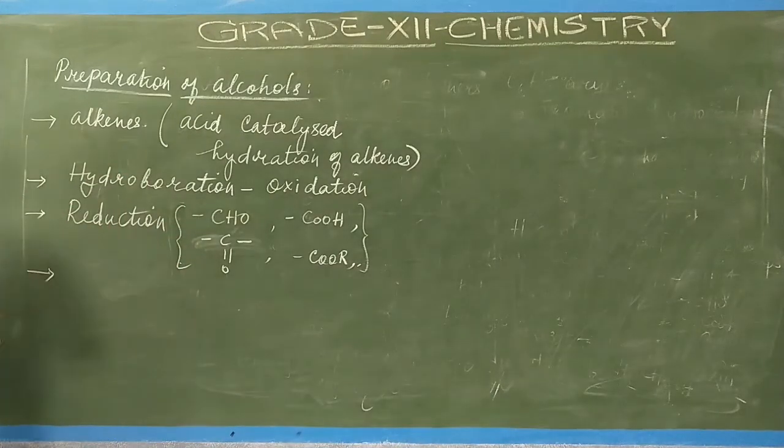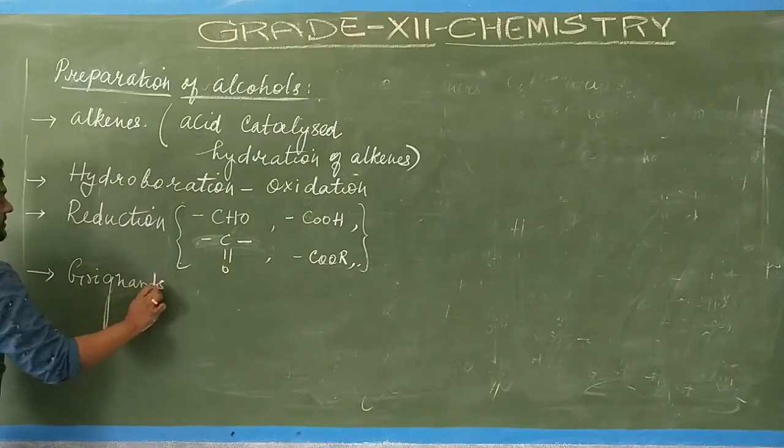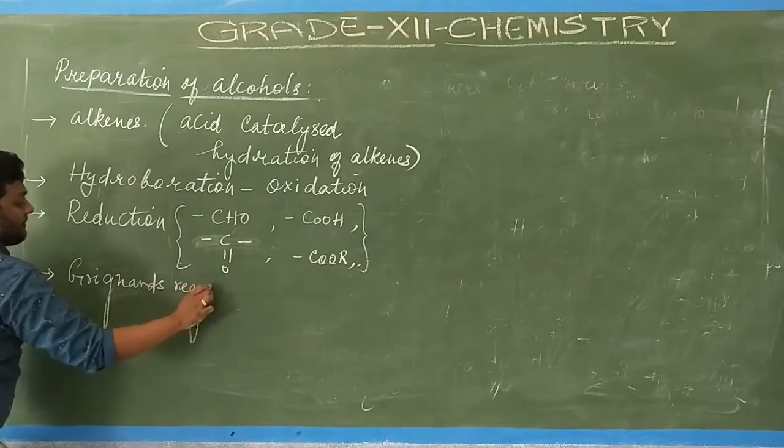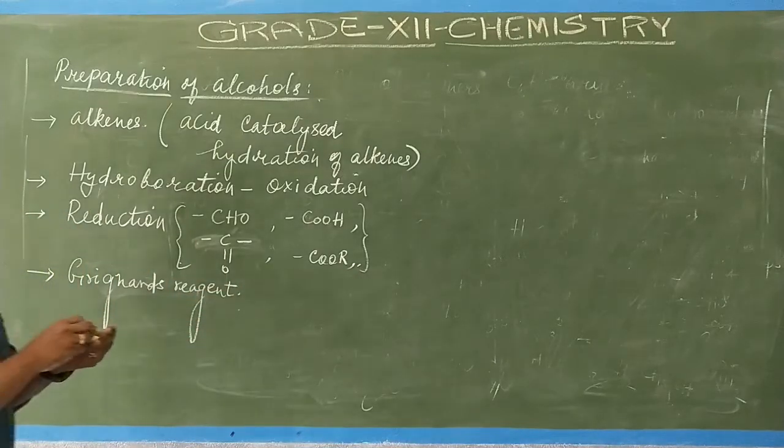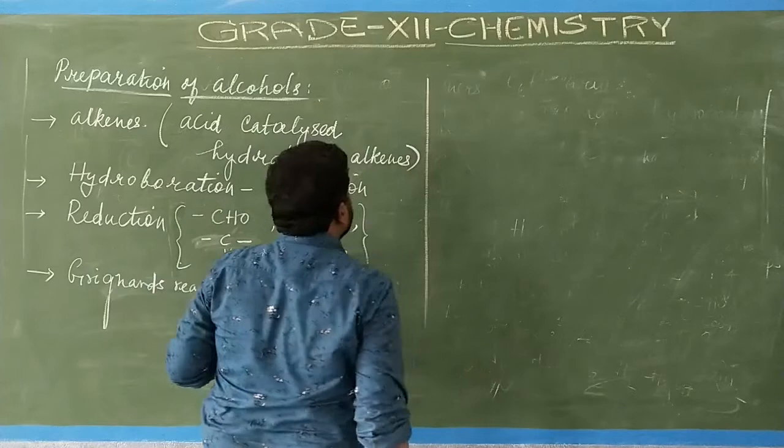And the last, fourth method is, so all the reactions I'm going to write down, the fourth method is from Grignard's reagent. From Grignard's reagent also we can prepare alcohols. Okay, so let me finish.